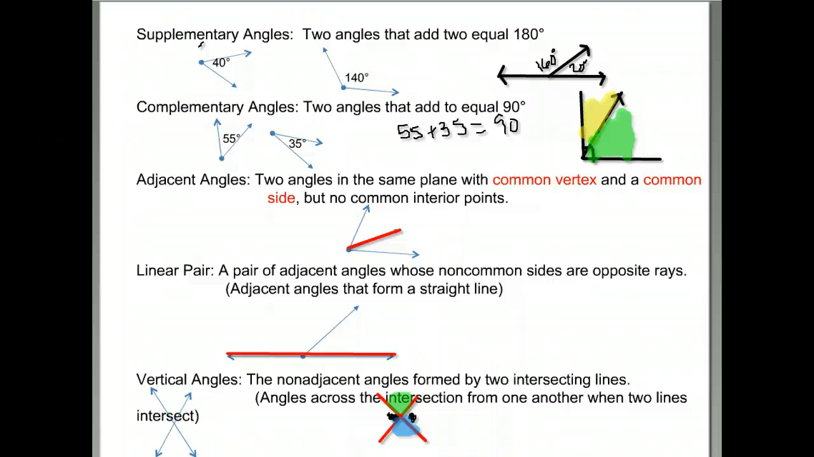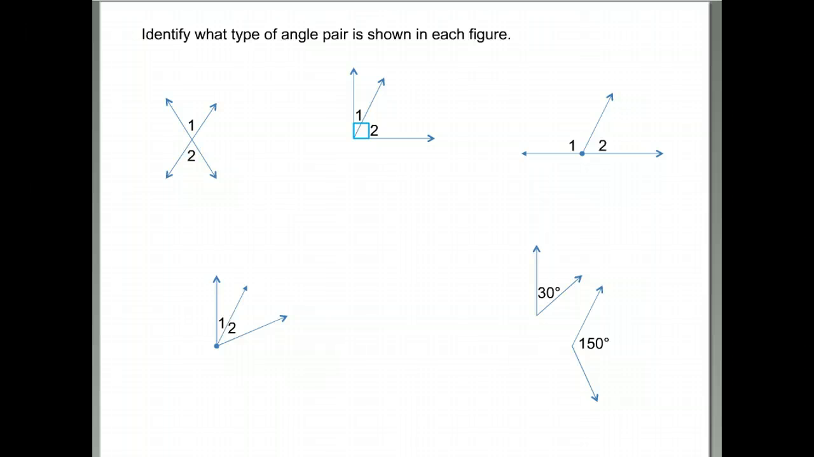Okay, so that's the basics. This is the definitions of supplementary, complementary, adjacent, linear pair, and vertical angles, which are all of our angle pairs that they wanted to focus on. Now we're going to go through some questions. Okay, so here's our first set of questions. We'll start with this picture here.